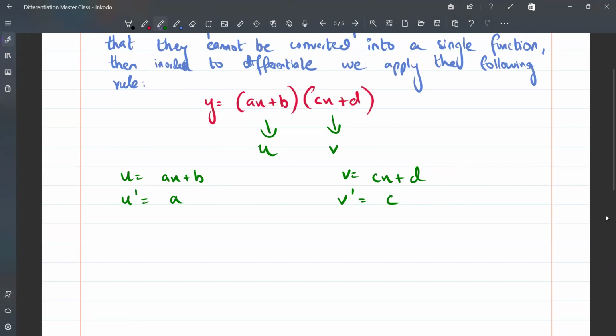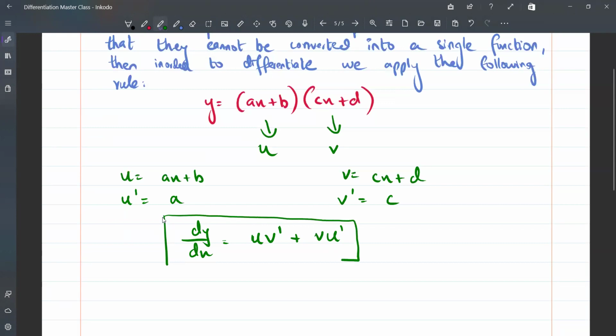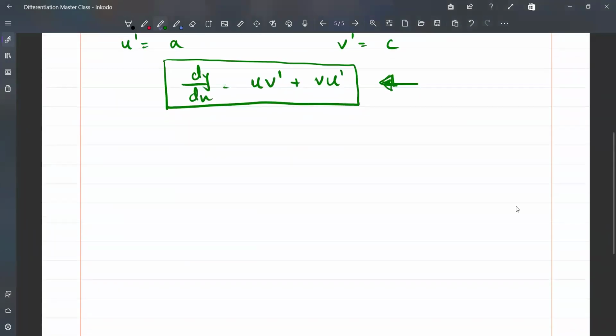Once you have done this, you will apply the following formula. dy over dx is uv dash plus vu dash. So this is what you need to remember when you encounter two functions which cannot be converted into a single function. So you have to apply dy over dx is uv dash plus vu dash. Remember that. So let's do an example of this.